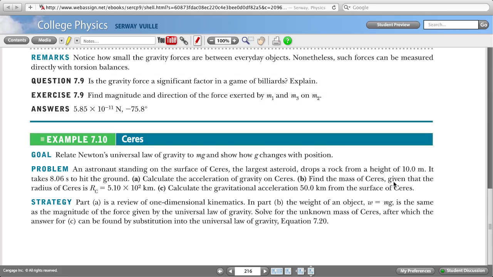And then part B, we want to find the mass of Ceres, given the radius, and then the gravitational acceleration 50 kilometers from the surface of Ceres.